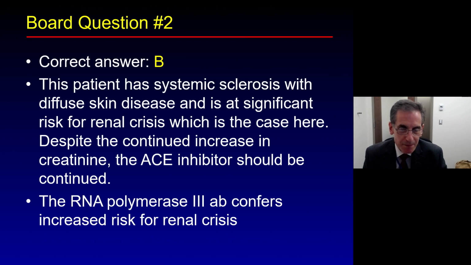People start to panic because the creatinine continues to go up. The ACE inhibitor needs to be continued because the creatinine can lag, and the patient's dependent on the ACE inhibitor to control the vasoconstriction and phenomena that are associated with renin and angiotensin, which the ACE inhibitor actually treats. The RNA polymerase III confers increased risk for renal crisis and is a good diagnostic test to order, but the correct answer is B.